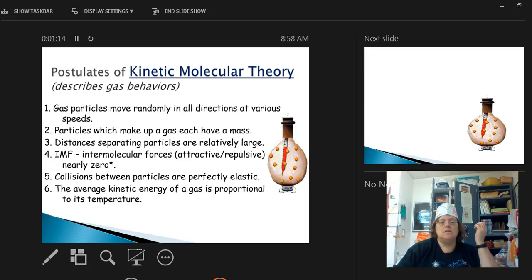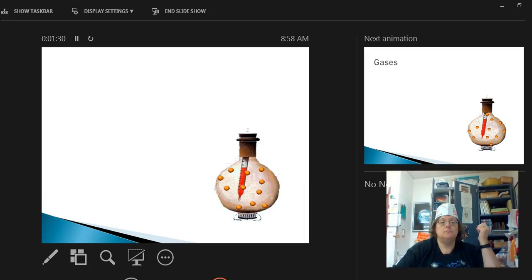And the average kinetic energy of a gas is proportional to its temperature. When we talk about temperature and heat, they're not the same thing. Heat is a measure of the total amount of something and how fast the particles are moving. Temperature is just the speed of the particles.